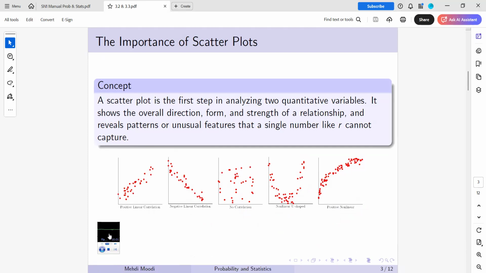Scatter plots tell the story before the math kicks in. They show us if the relationship is positive, negative, nonlinear, or non-existent. Without them, you might trust R to describe data that actually curves like a banana. And bananas don't yield a particularly large R.